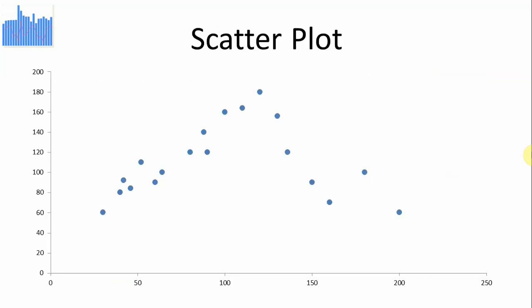Scatter plots are most useful for seeing or showing a relationship between the variables on the X and Y axis. However, some people can find this graph complicated to understand.